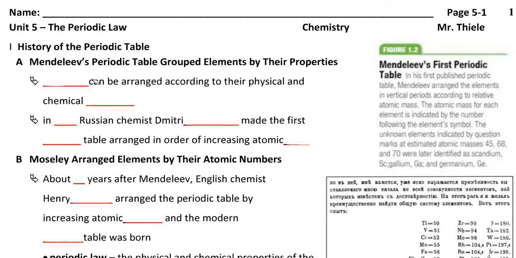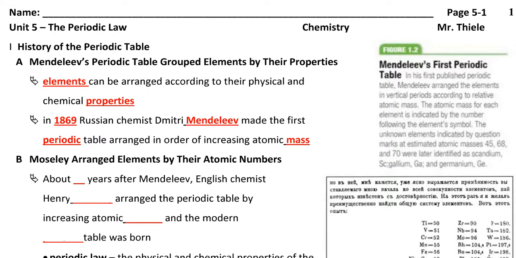So the history of the periodic table starts with a chemist by the name of Dmitry Mendeleev. One thing we need to start with is discussing the fact that elements can be arranged according to their physical and chemical properties. For many years, chemists were trying to arrange elements into some sort of classification system based on these properties, and they were not successful until Mendeleev comes along in 1869. He's a Russian chemist, and he made the first truly accurate and useful periodic table by arranging elements in order of increasing atomic mass.